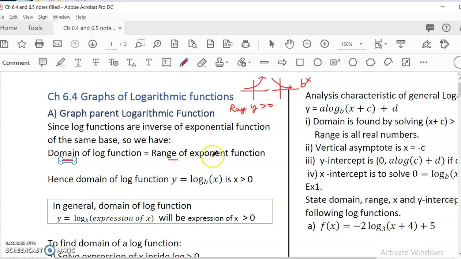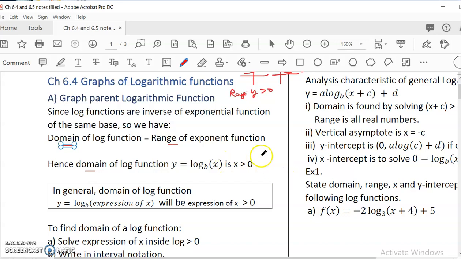So the range of an exponential function becomes the domain of a log function. So we have this fact that the domain of any log function, just the simple log base b of x function, would be x is greater than 0 because they are inverses of each other. So it implies that the inside of a log can never be negative. It can actually never be 0. It has to be a positive number. So anytime you write log base b of x as a function, x inside this log is greater than 0.